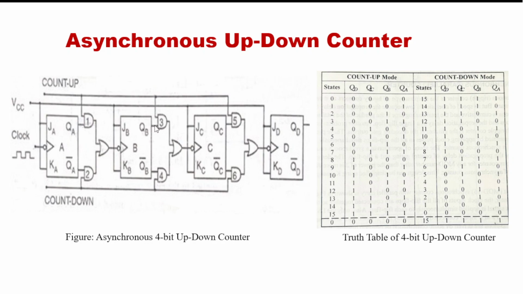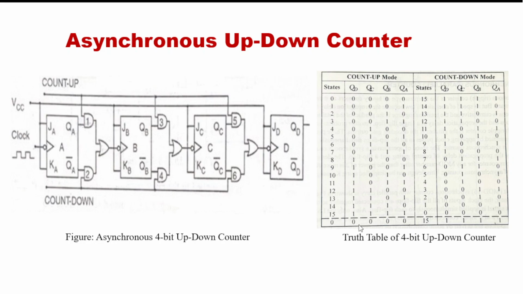So only QB is transferred through the OR gate, and it will act as a clock pulse of flip-flop C. Similarly, here also gate number 5 is enabled, gate number 6 is disabled, and that means output of QC is transferred through this OR gate, and it behaves like a clock pulse of the D flip-flop. In this way, count up mode basically works.